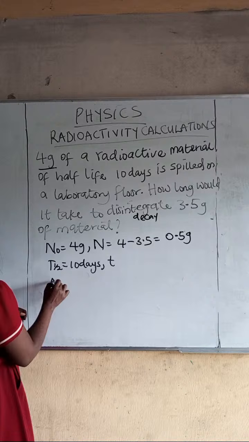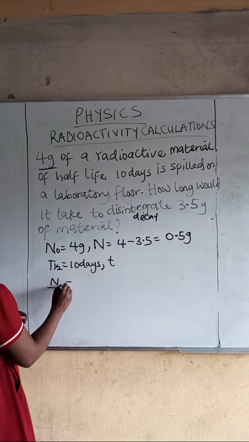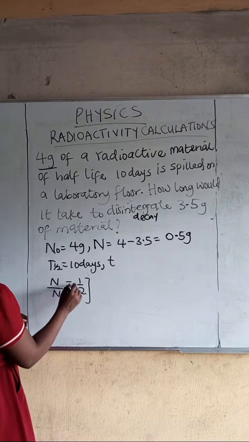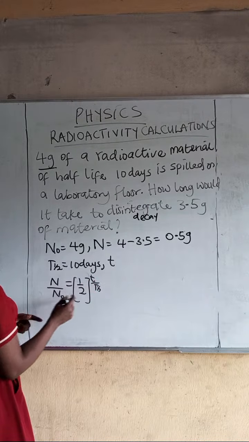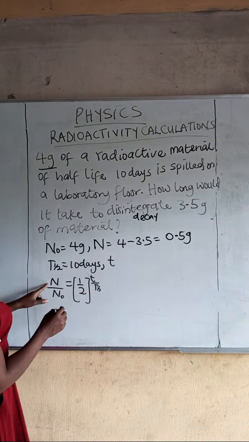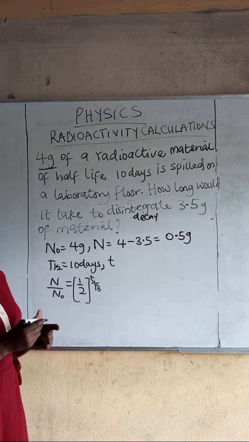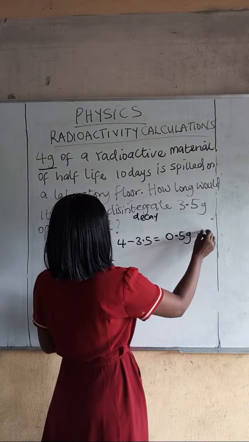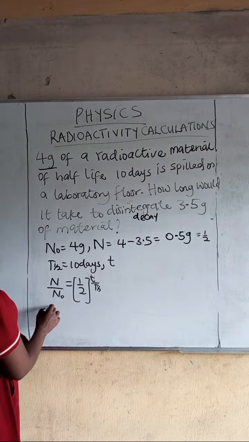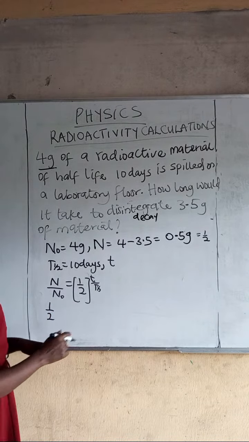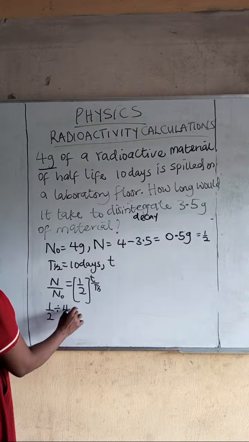Okay, so I say N over N naught is equal to 1 over 2 bracket T over what? Half-life, right? So what is my N? My N is 0.5. I can still make it a fraction. 0.5 is the same thing as saying 1 over 2. So I can say 1 divided by 2, then divided by my N naught, which is 4.